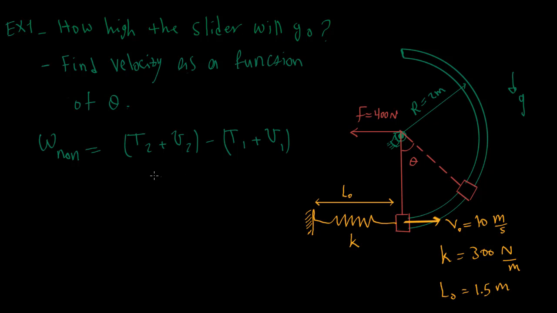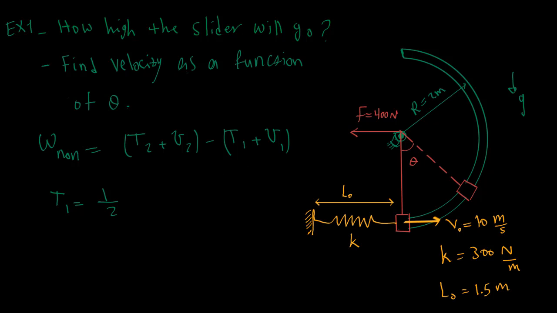So let's calculate T1 and T2 first. For T1, because we have been given the initial velocity of 10 meters per second for this slider, we can easily calculate T1. T1 is equal to 1 over 2. Oh, by the way, we need the mass of this slider.